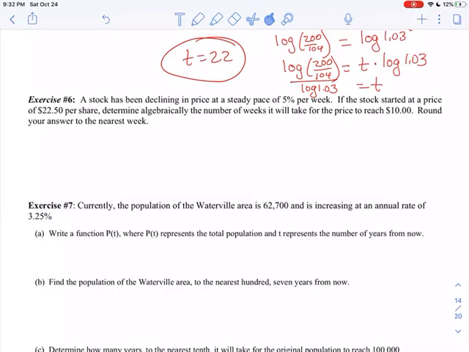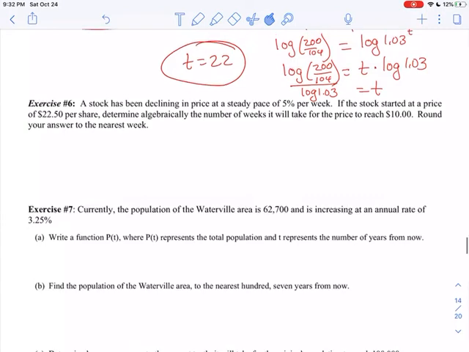So I can take those problems that I was doing back in the beginning of the chapter, but now I can do a little bit more with them. So let's look at another one. A stock has been declining in price at a steady pace of 5% per week. If the stock started at a price of $22.50 per share, determine algebraically the number of weeks it will take for the price to reach $10. Round your answer to the nearest week.